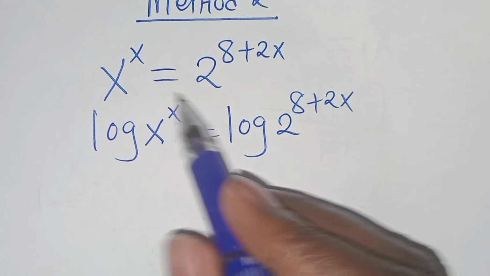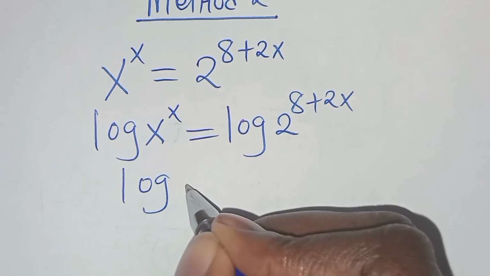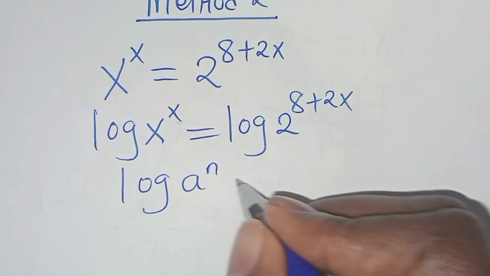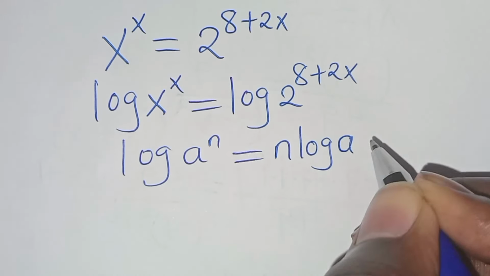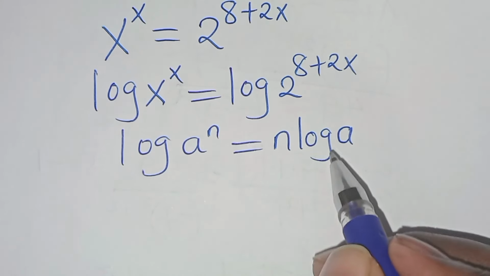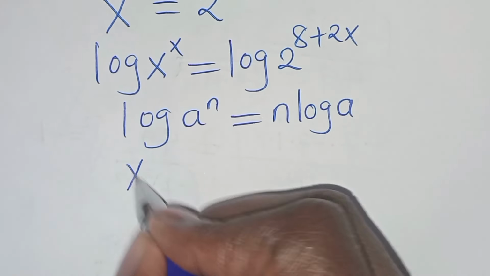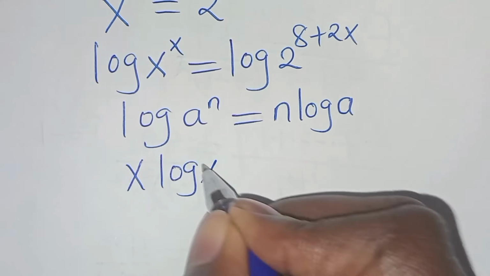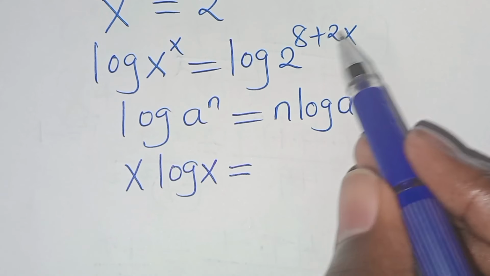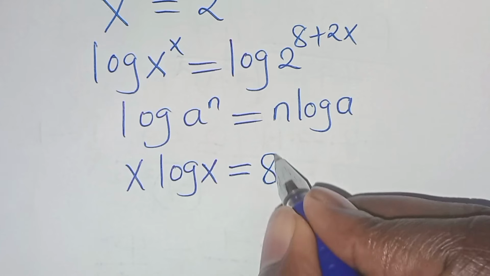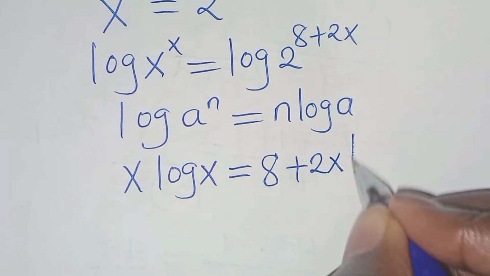Now, log x to the power x and log 2 to the power 8 plus 2x are in the form of log a to the power n, which you can express as n log a. Applying this power rule property, log x to the power x becomes x log x. This is equal to log 2 to the power 8 plus 2x, which can be expressed as 8 plus 2x times log 2.